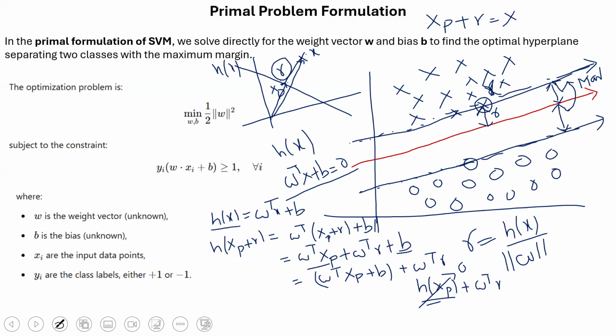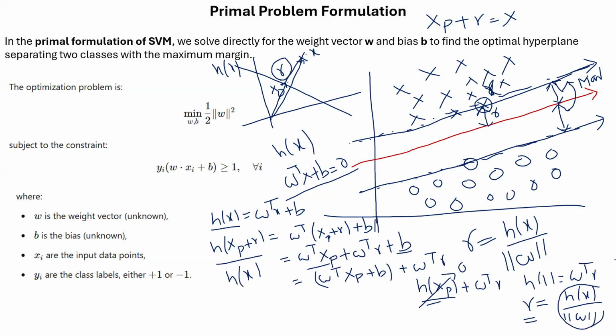Now what do we remain with? h(xp plus r) is nothing but h(x). So we remain with h(x) is equal to W transpose r. So r can be written as h(x) by W transpose, which is nothing but the modulus of W, because it's a vector and we are trying to calculate the scalar value. So r becomes h(x) by mod W.